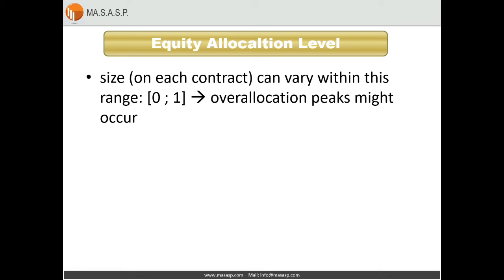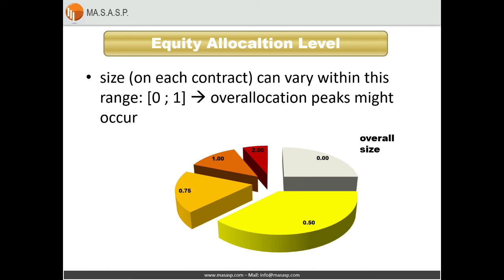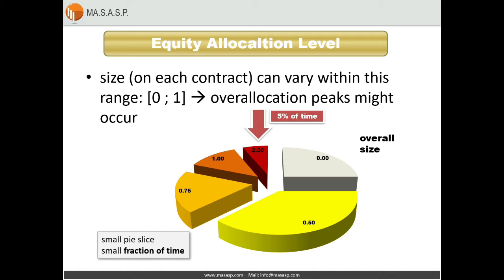The pie chart here represents the distribution of the sizes by day. The smaller the pie slice, the smaller the fraction of time that it represents. The red pie slice, for instance, represents a size of 2, meaning an exposure twice as big as the equity. That occurs just 5% of the time.